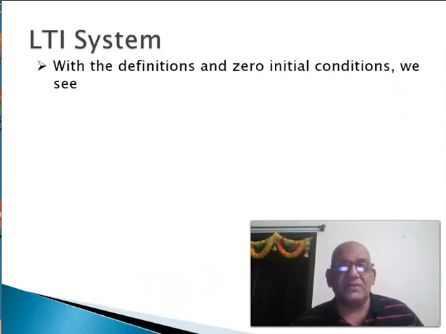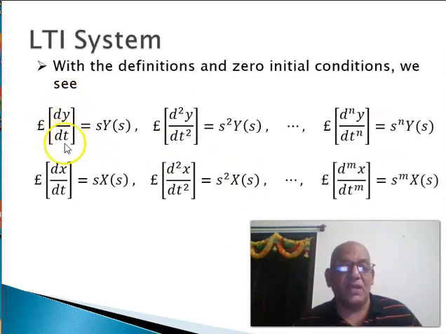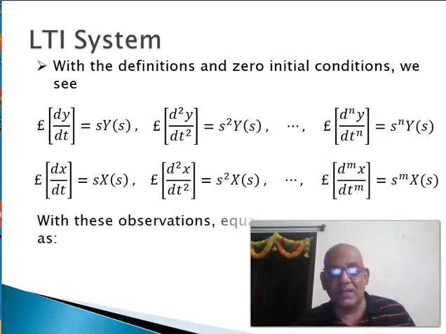With these definitions and 0 initial conditions, we can see that Laplace transform of derivative of y is sY(s). Of course, we have minus f of 0, but all the initial conditions being 0, it comes out to be sY(s). Similarly, the Laplace transform of second derivative of y is s square Y(s) and so on. So with 0 initial conditions, differentiation in time domain is simply multiplication with s in Laplace domain. With this, you can write equation 1 as given here.